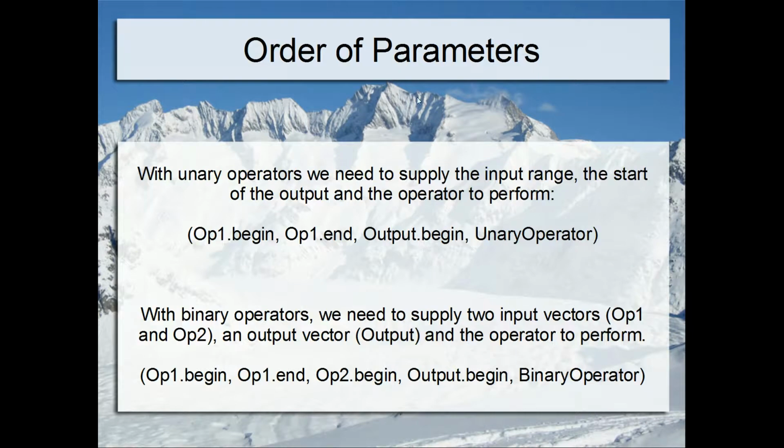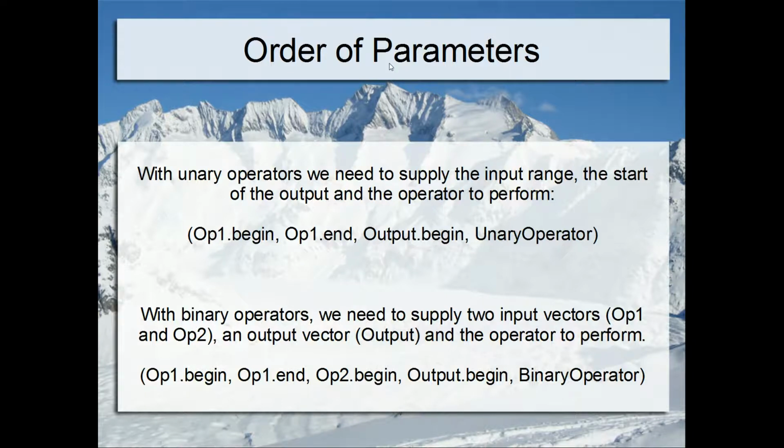Okay, so that's an important distinction because we actually have two different syntaxes for these. With unary operators, you're going to have to supply a range, so that's the beginning and ending of some vector. You also want to specify the start of an output vector, and this is where memory management becomes important. Your output vector must have at least the right number of items in it. Thrust is not going to allocate that for you. But after that, you supply your unary operator. Each item in the range from op1.begin to op1.end is going to have the unary operator applied to it, and the output's going to be placed in output.begin. So output.begin can actually be exactly the same place as op1.begin, of course.